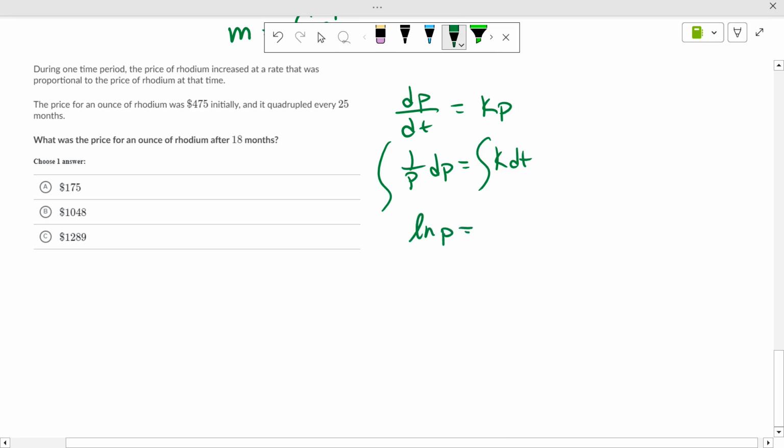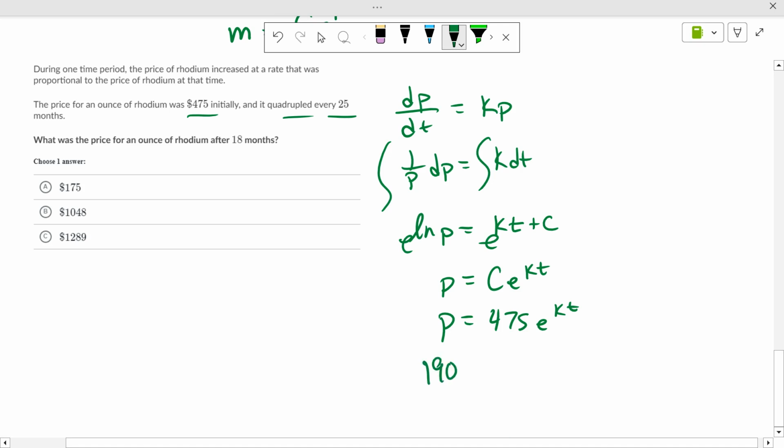So ln of P equals kt plus C. Oops, e both sides. So P equals C e to the kt. So the initial was 475, so the price equals 475 e to the kt. It quadrupled every 25 months. So what's quadruple of 475? 2 times is 950, so it would be 1900, right?